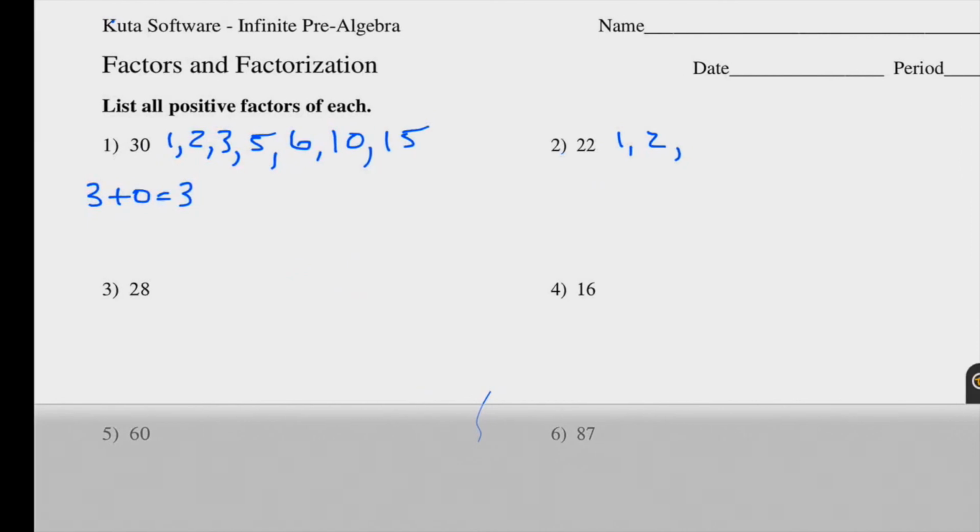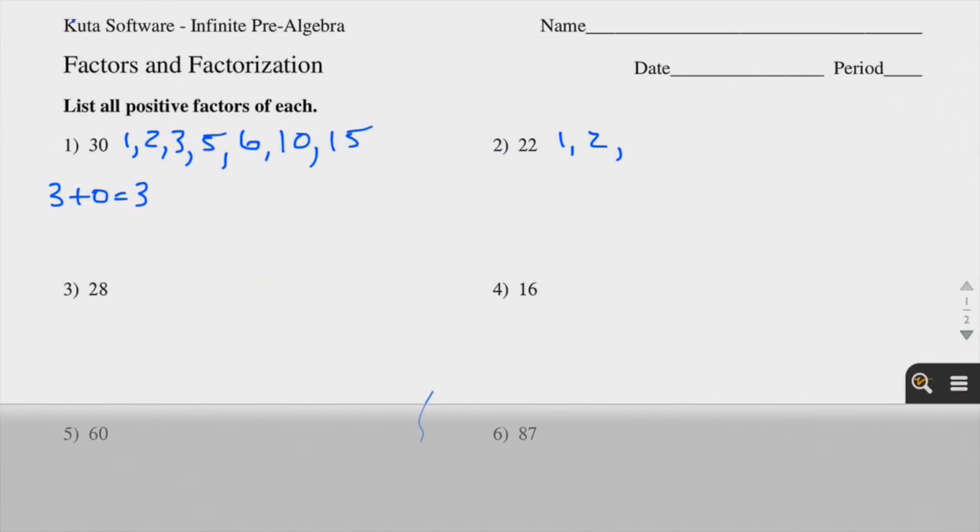So what we want to do is do the long division again. So 22 divided by 7. 7 goes into 22 3 times. 3 times 7 is 21. Subtracting those, we get 1 left over, which we can't have any remainders, so 7 is not a factor of 22. So let's check for 8. Do the long division again. I'm going to tell you 8 does not go into it.